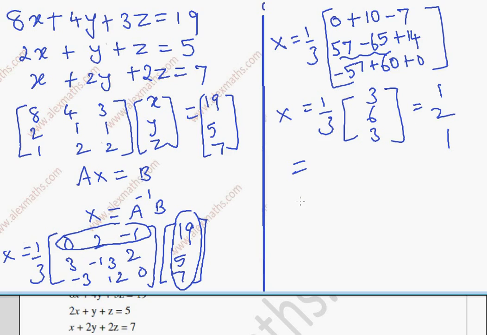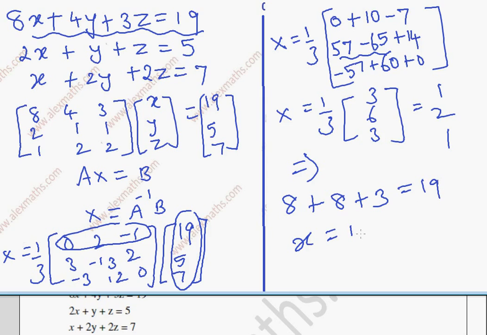Now we have to verify this value using any of the equations. I will substitute in the first equation. So 8 plus 3, so I am getting 19. Therefore the value of x is 1, y is 2 and z is 1.